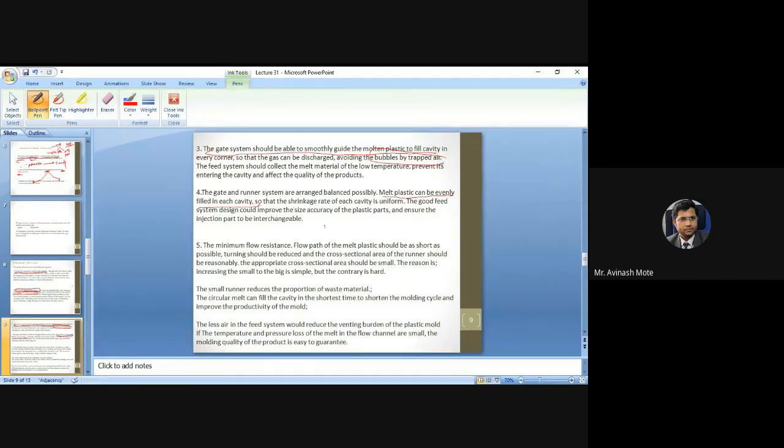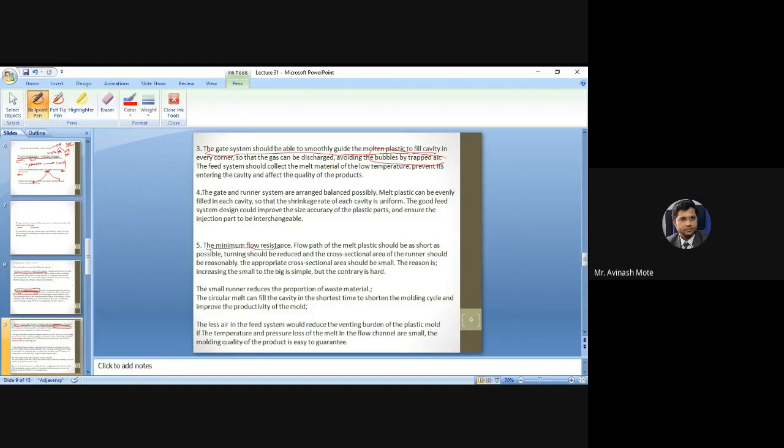Getting it? It should not happen that the flow rate is less here, more here, different here, different here. Because then the product removal time will also be different. The shrinkage rate of each cavity should be uniform. Getting it? So these points are required to understand.